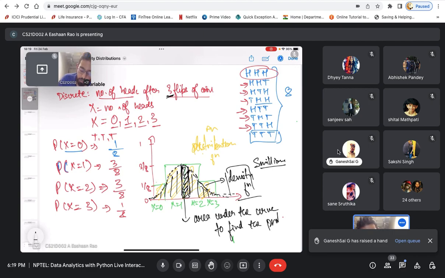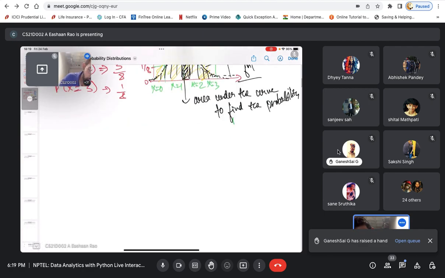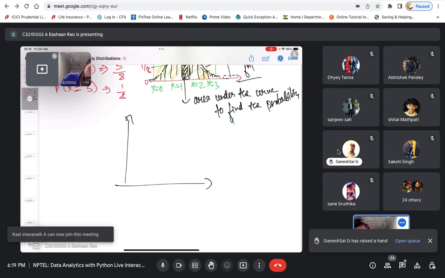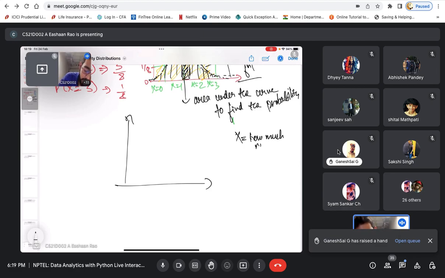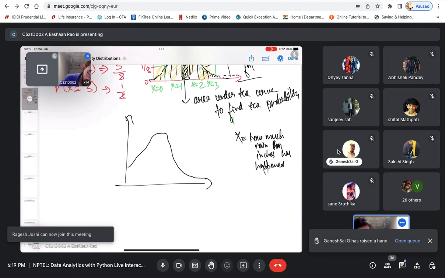Let's take a different example. Let's assume that we have x again, which tells how much rain, in inches, has happened. Let's suppose that this is a continuous random variable.